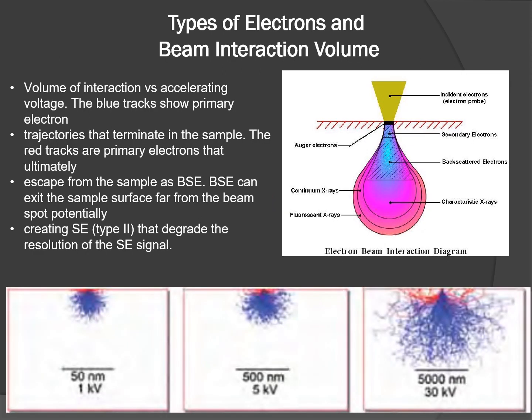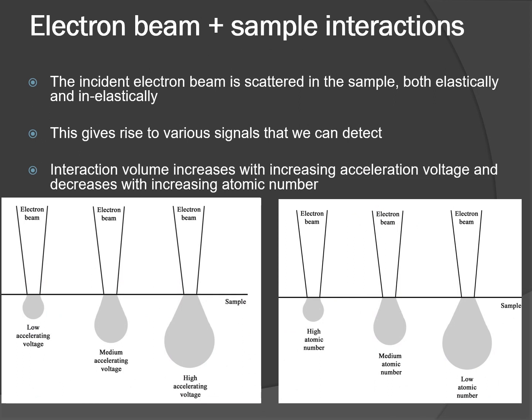Types of electrons and beam interaction. Volume of interactions versus accelerating voltage. The blue tracks in the image show primary electron trajectories that terminate in the sample. The red tracks in the image are primary electrons that ultimately escape from the sample as backscatter electrons. Backscatter electrons can exit the sample surface away from the beam spot, potentially creating secondary type 2 electrons that degrade the resolution of the secondary signal. The electron beam can penetrate a sample to a depth based on the different kVs applied.